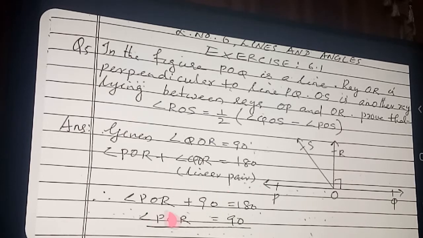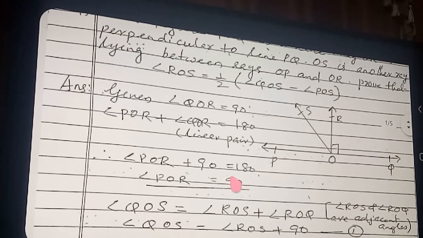So POR plus the value of QOR, already given in the question, so I write 90 in place of QOR, is equal to 180. So POR is equal to 180 minus 90. So what answer are we getting? 90. This is clear now? POR is 90. POR means this full angle is 90.